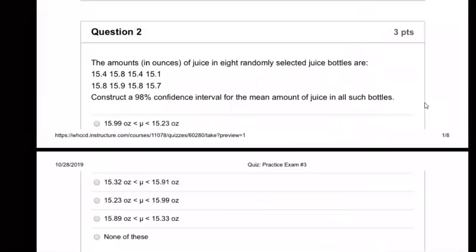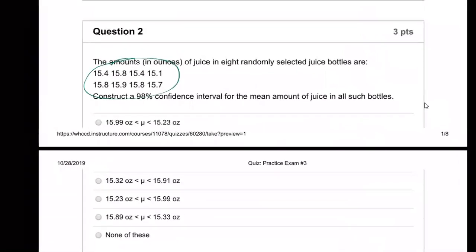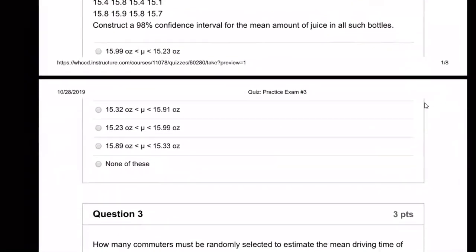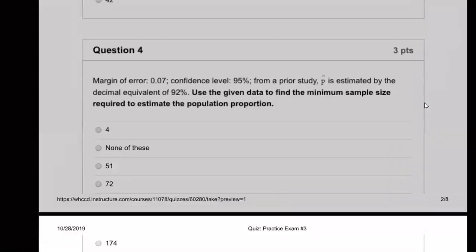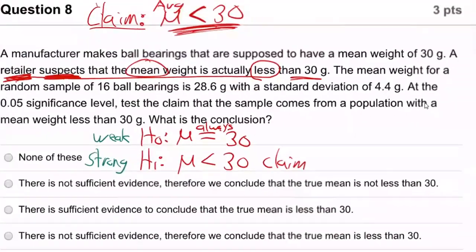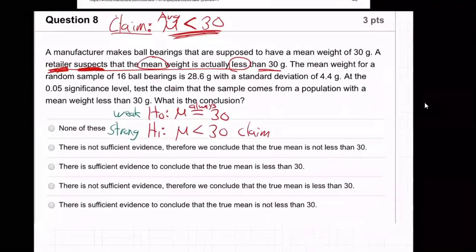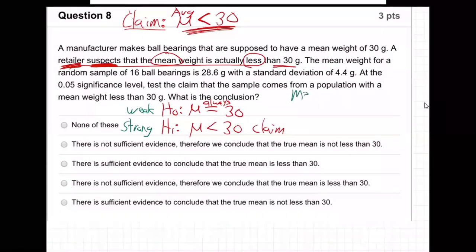Like number 2. See how that's a list of data there? So we don't have anything like that, do we? On this question, we have no list of data. All right, so no data. So it's a mean, no data. So we're going to go to t-test.